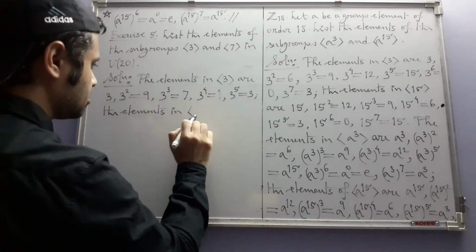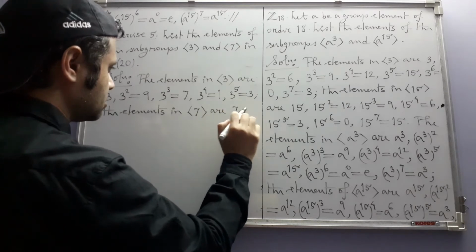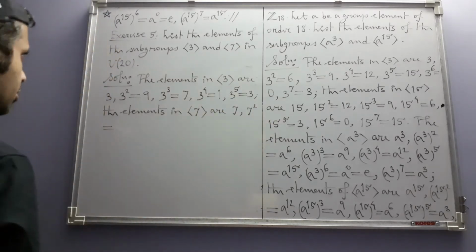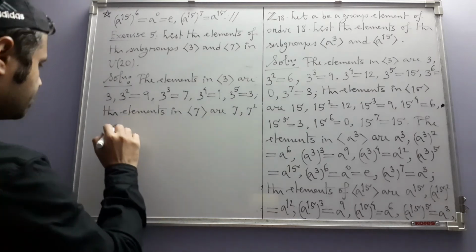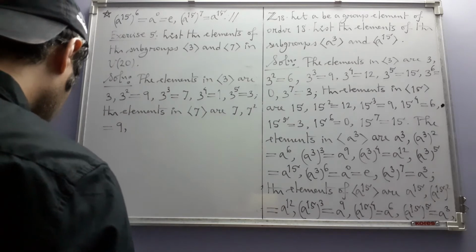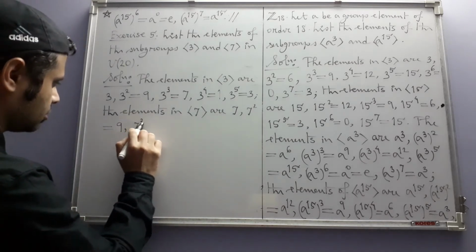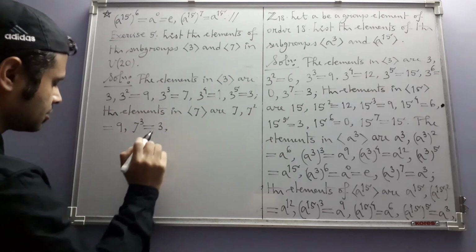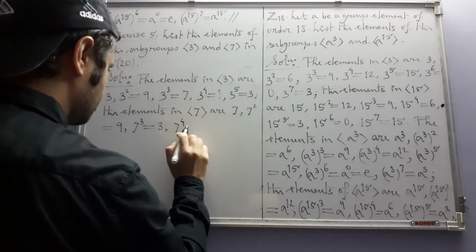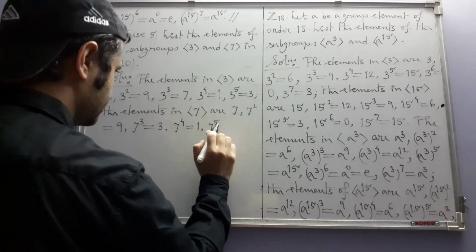The elements in the subgroup generated by 7 are 7, and 7 squared is 49. So modulo 20, that is going to be 9. And 7 cubed becomes 3 ultimately. 7 to the power 4 hits 1. So after that we are again going to get 7 back.